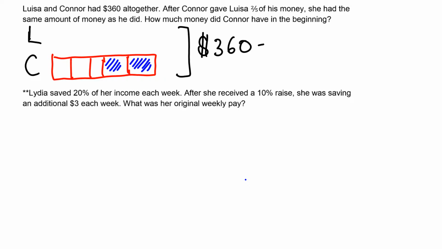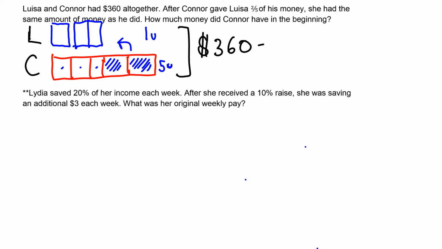Now, I know I'm giving these 2 up, okay? But just to go to the next one, after he gives up that 2/5, she had the same amount of money as he did. Well, if he's got 3 units left, that means Louisa must have started with 1 unit, because when she gets the other 2 from Connor, she now has 3 units as well. So now that tells us that Louisa started with 1 unit, Connor started with 5.